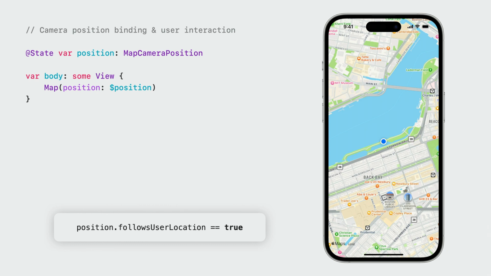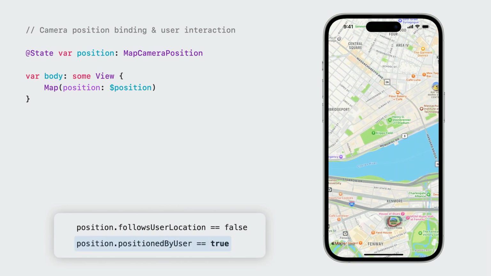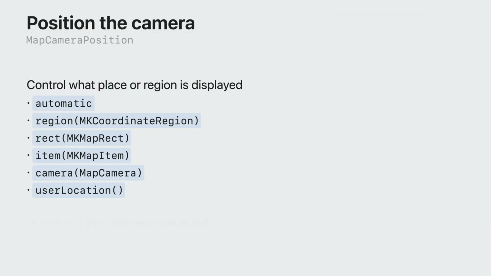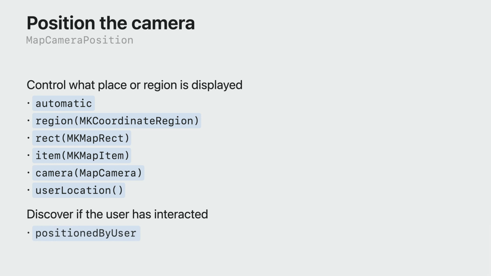Here's a user location camera position. The follows user location property is true. If the user pans away, the camera is no longer following the user's location. When the user interacts with the map, the camera position state is positioned by user. If the app sets the camera position state back to user location, the camera follows the user's location. When your app sets the camera position state, it is not positioned by user. The user can position the camera by interacting with the map no matter which type of camera position you specify.